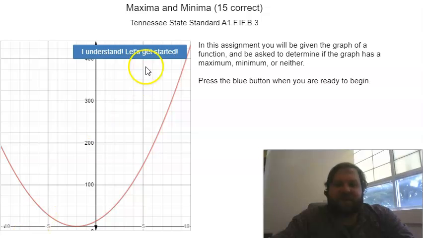And if you're confused about the title, maxima is just the plural of maximum. So if I'm talking about more than one maximum, I would say maxima. And that comes to us from Latin, where a is a plural ending, where um is a singular one. So same thing with minimum. If we're talking about more than one minimum, we would say minima. And so that's where that title comes from.